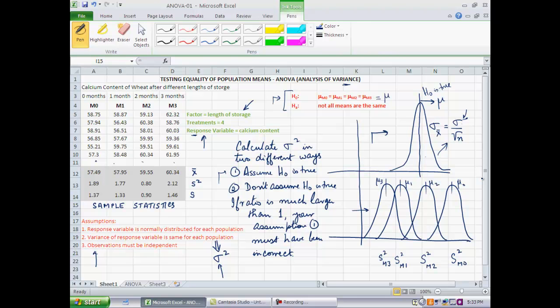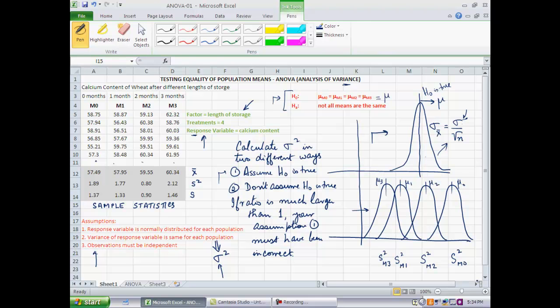That need not be the case. All that needs to happen is 2 of them are different from one another. But I think this picture will suffice to explain what I'm trying to set up here. So if the null is not true, then the 4 samples that I have, M0, M1, M2 and M3, are drawn from 4 different populations.